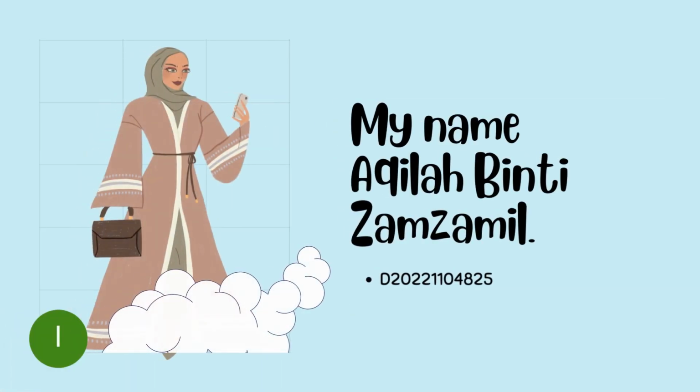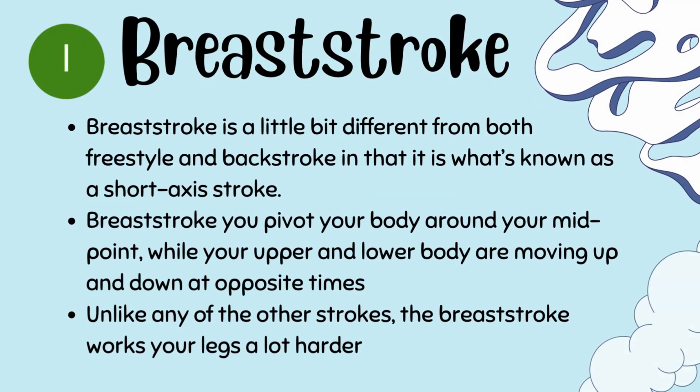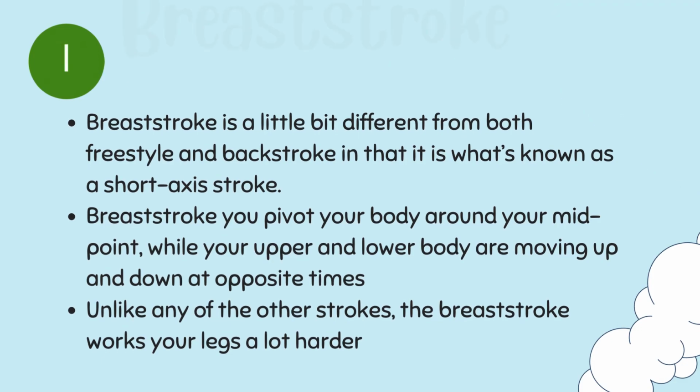My name is Akila binti Zawzamil. Breaststroke. Breaststroke is a little bit different from both freestyle and backstroke, which is known as a short assist stroke. In breaststroke, you pivot your body around your midpoint while your upper and lower body are moving up and down at opposite times. Unlike any other strokes, the breaststroke works your legs a lot harder.